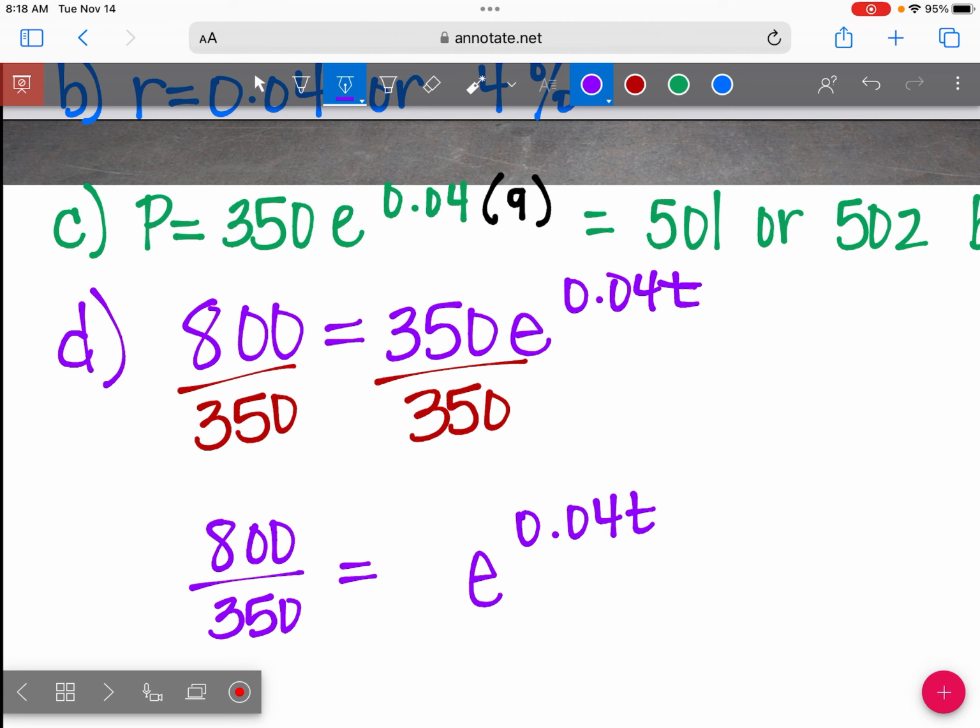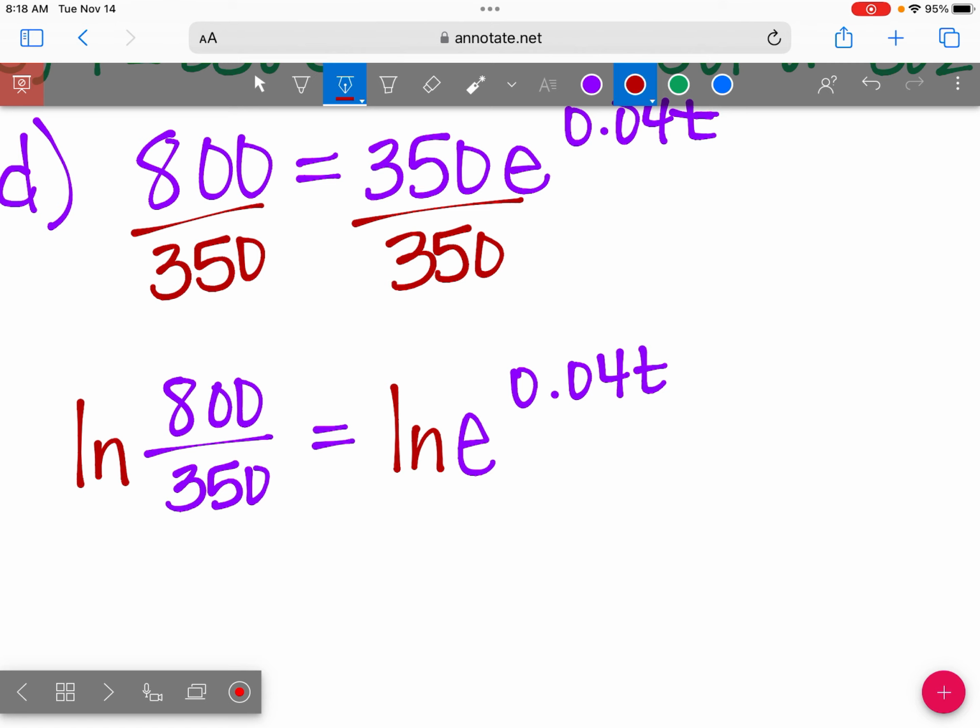So now, what is the opposite of natural log? What cancels out a natural log? Wait, sorry, what cancels out an e? Sorry, I said that totally wrong. I gave you the answer. What cancels out e? A natural log. Does the N stand for natural? And the L stands for log. Yes, and I'm not sure why it's backwards.